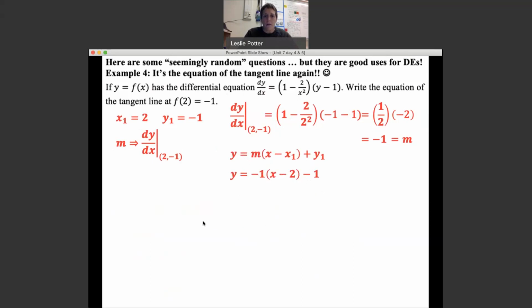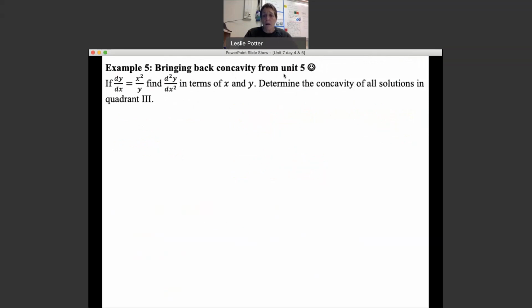Okay, so let's take a look at this other random question. We're going to bring back concavity from unit 5. Concavity we know is related to the second derivative. So the first part of this question is saying find the second derivative in terms of x and y. Here's the first derivative. And then from that result, we can determine concavity for all solutions in quadrant 3.